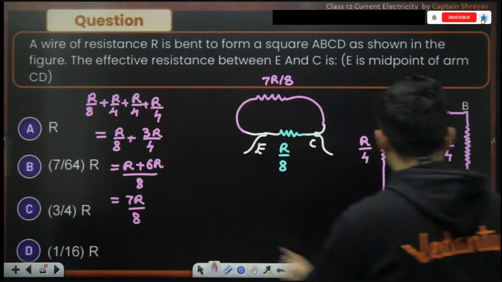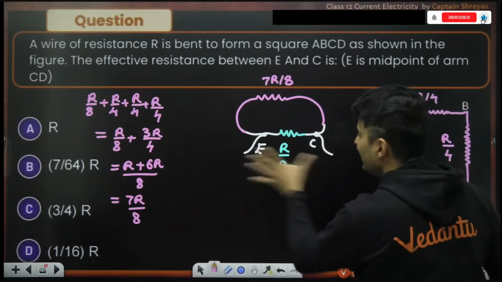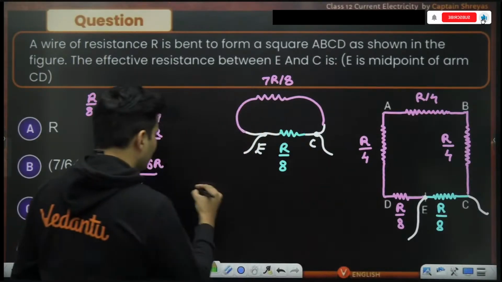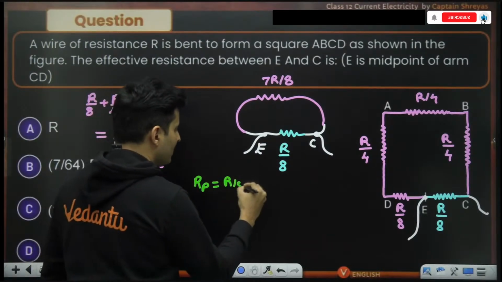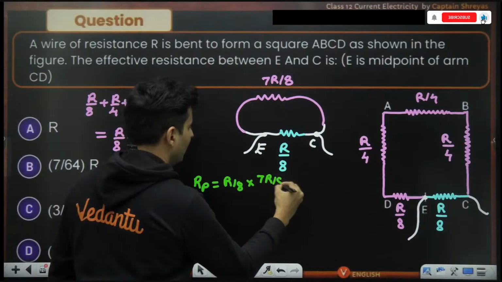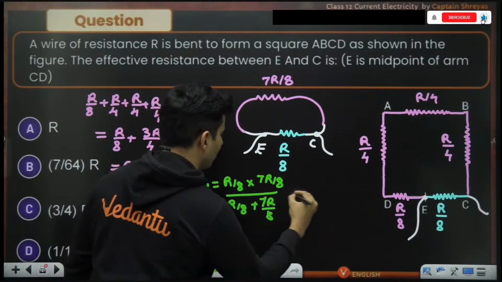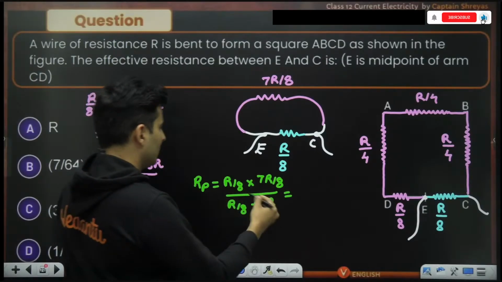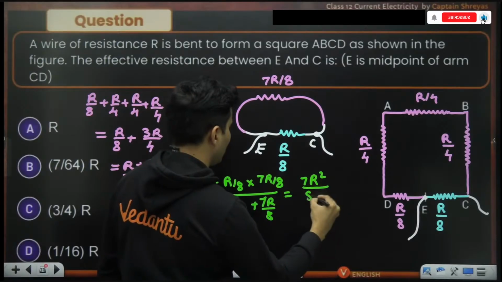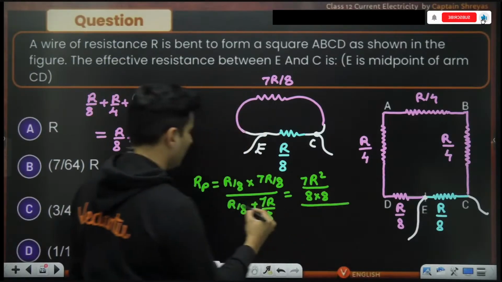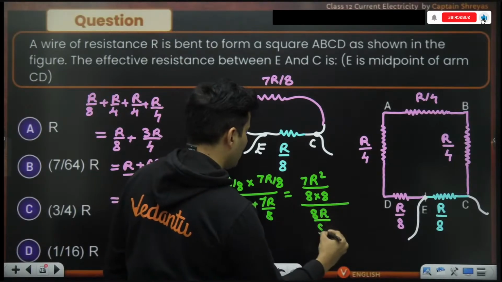Okay, great. So this is separate. These all are in series. I added them. Now these two are in parallel. So equivalent resistance in parallel is R1 R2 divided by R1 plus R2, with 7R by 8 over here. Anyways, this will become 7R square divided by 8 multiplied by 8, whole thing divided by 1 plus 7 is 8. So it will be 8R by 8 over here.